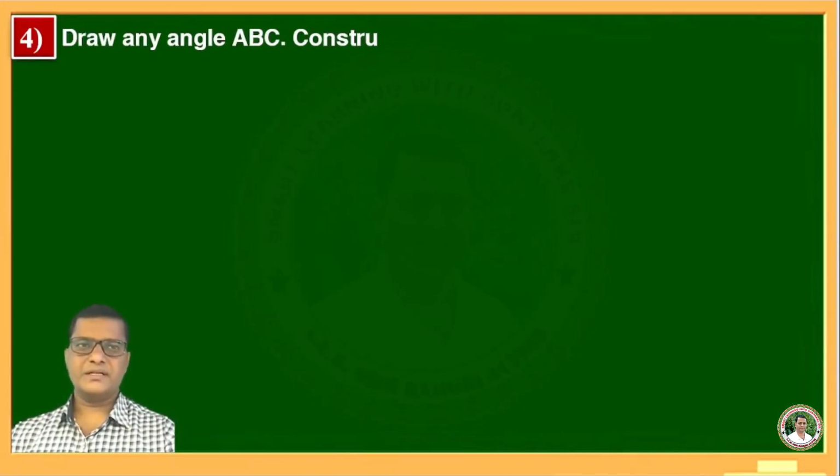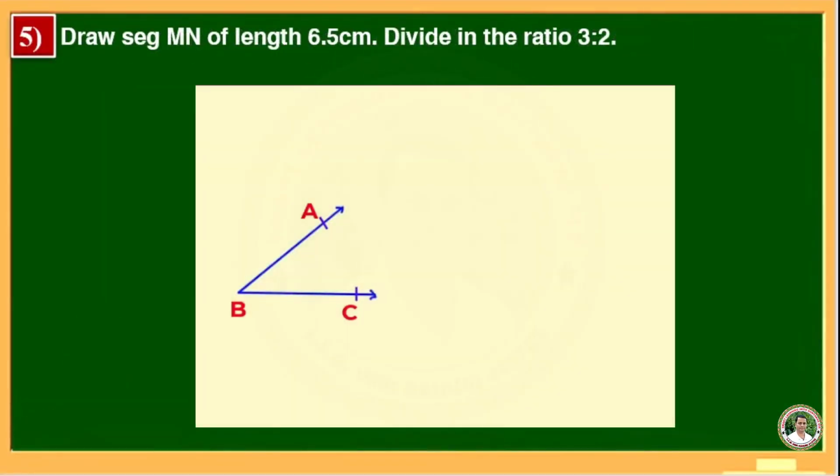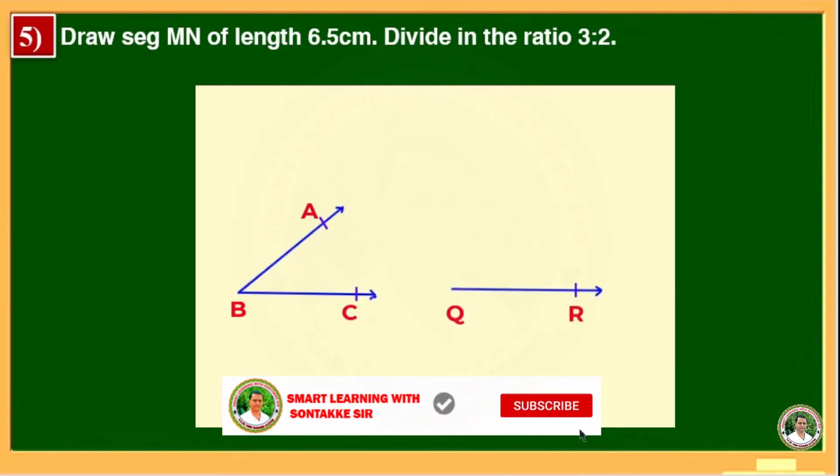Fourth question is, draw any angle ABC and construct another angle PQR congruent to angle ABC without using a protractor. Now see the construction of this sum. Here any angle is drawn, ABC, and we want to construct another angle PQR which is congruent to ABC without using a protractor. For this, first draw ray QR, which is shown in the figure.